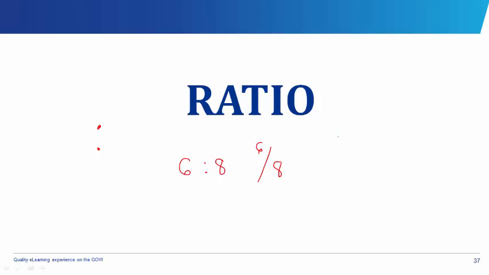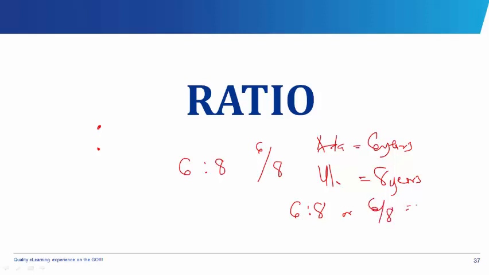It can also be expressed as a fraction, 6/8. Now let's say we have Ada, 6 years, and Ulo is 8 years. So the ratio could be expressed as 6:8 or 6/8, which is the fraction format.